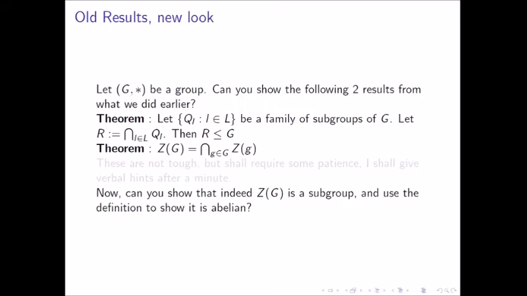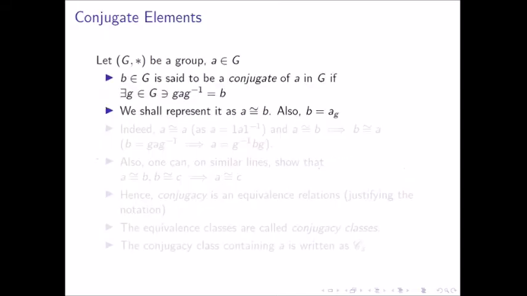Now can you indeed use these two theorems and the basic definition of ZG to show that it's an abelian subgroup? Yes, now it becomes a bit easier, and this is a more general approach. So now let's define conjugate elements.